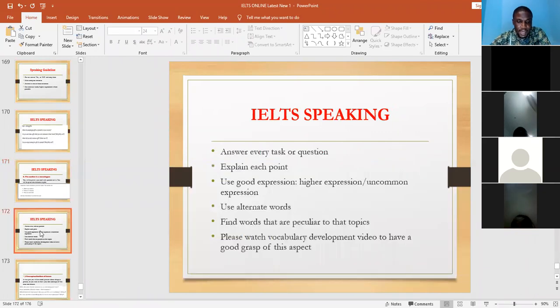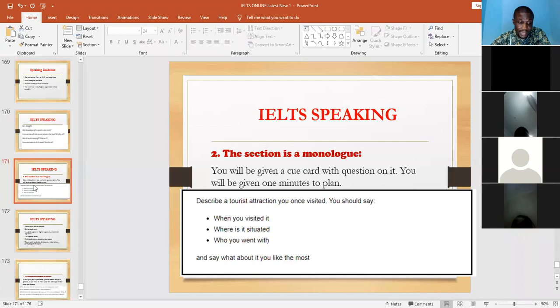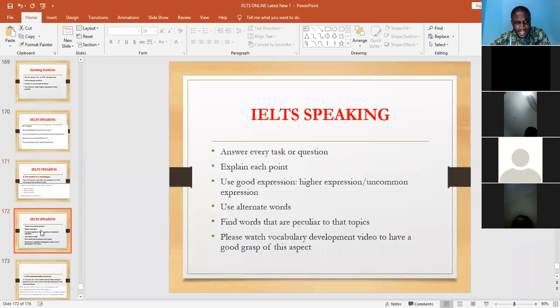So I said, explain each point. Immediately you are explaining each point, even the ones that are short, with about 2 or 3 sentences, you are buying time. Use good expressions, higher expressions, uncommon expressions. Yes, getaway, unusually crowded. Yes, you just bring them out to properly illustrate the event and the situation.